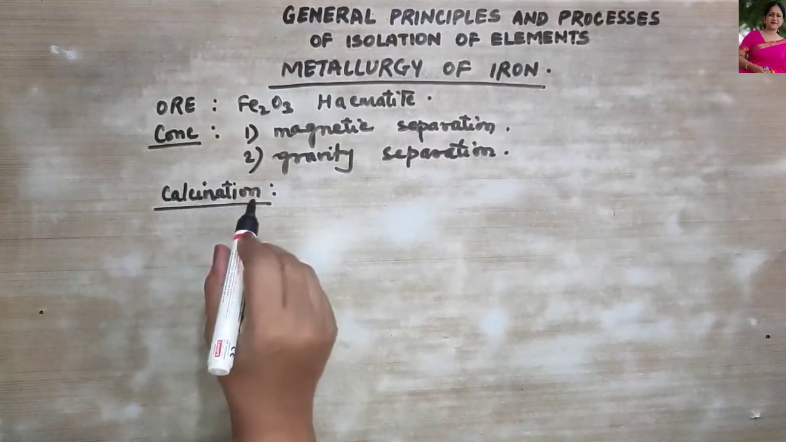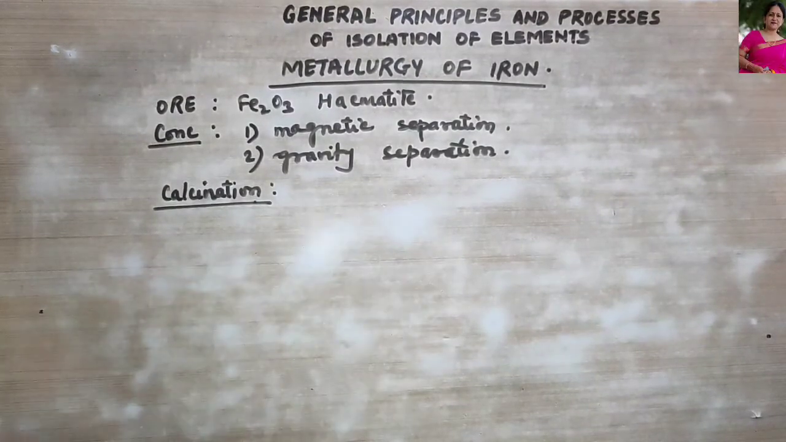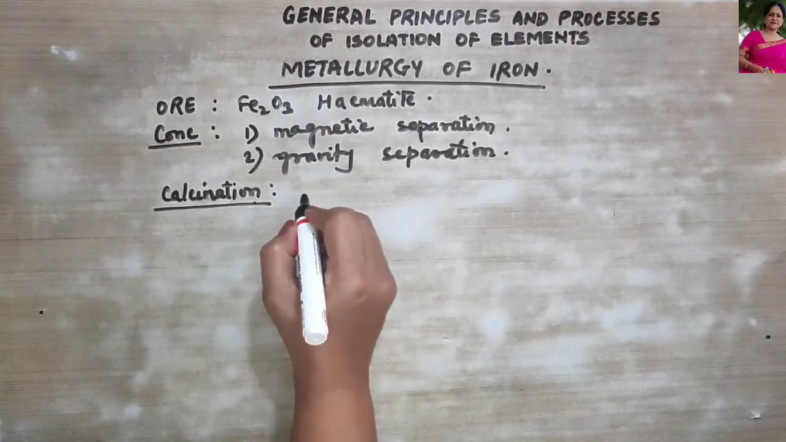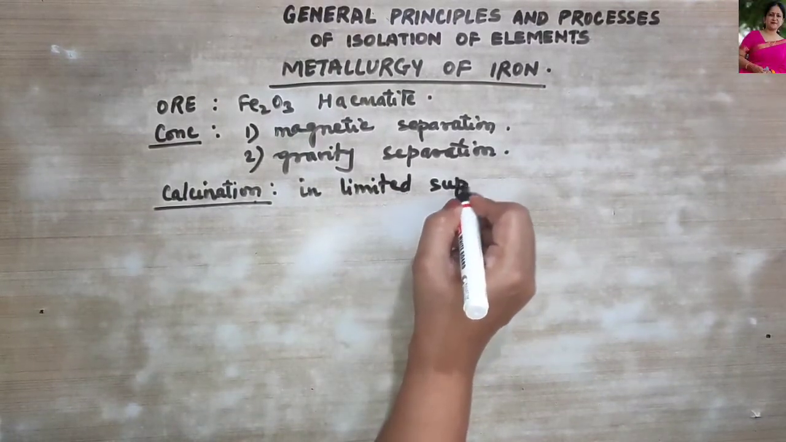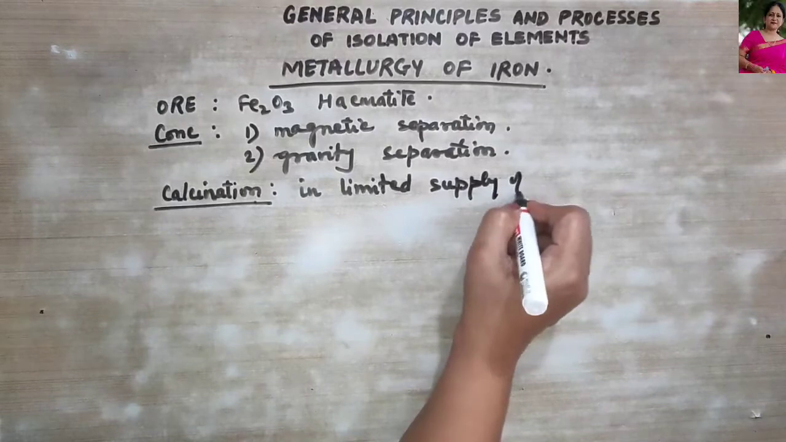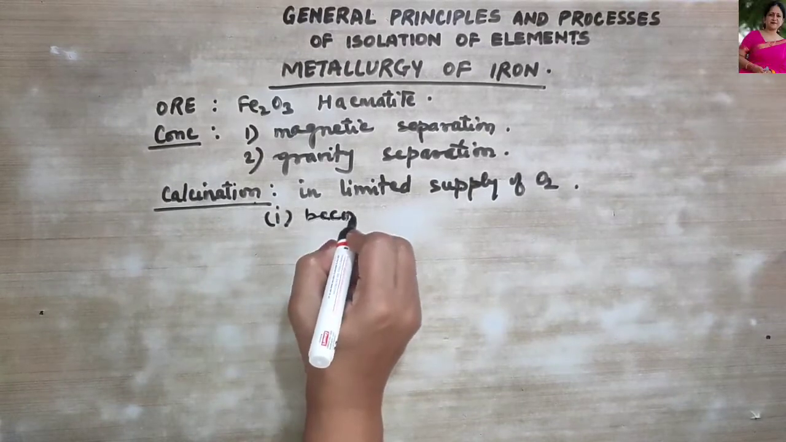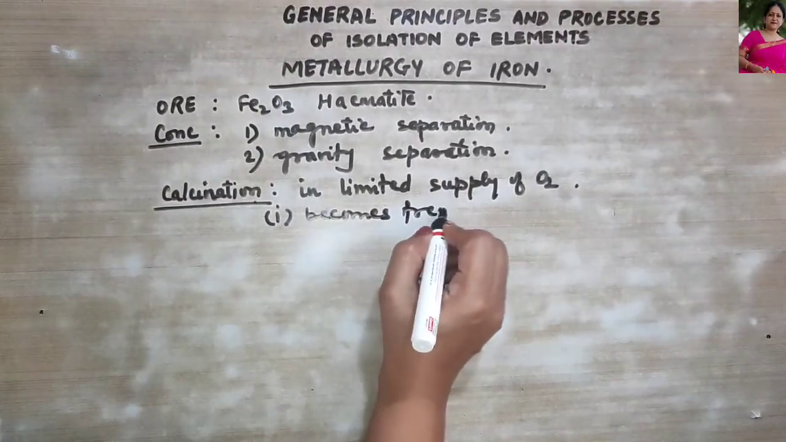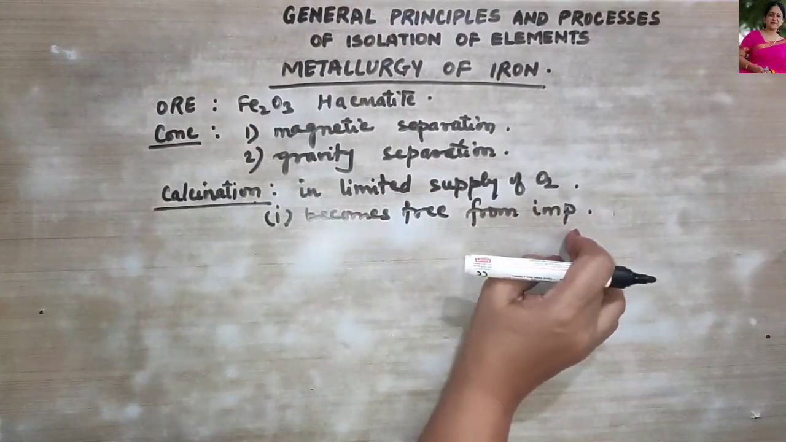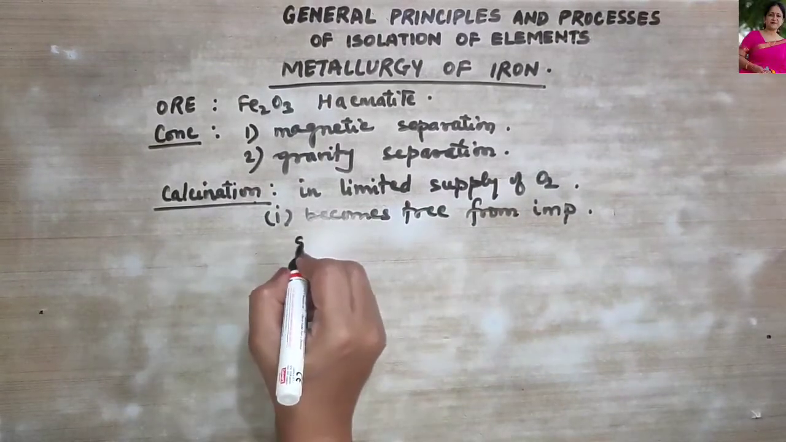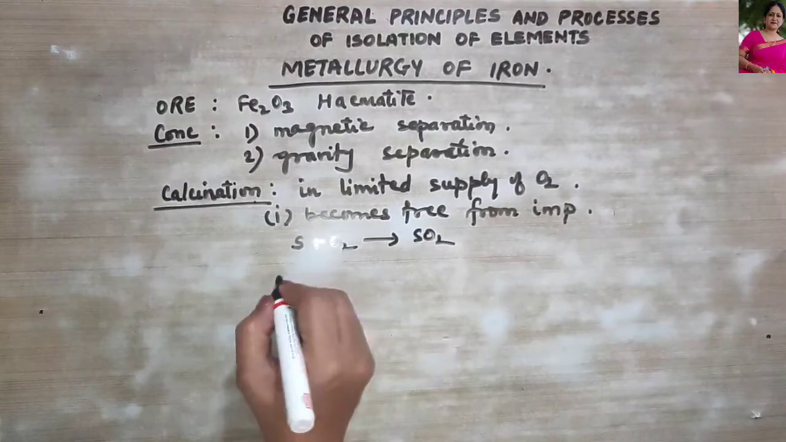So once again, calcination is the process where ore is heated in a limited supply of oxygen. When it is heated in a limited supply of oxygen, firstly it becomes free from impurities, right? What are those impurities? All the impurities, like sulfur, will combine with oxygen and be removed as sulfur dioxide.